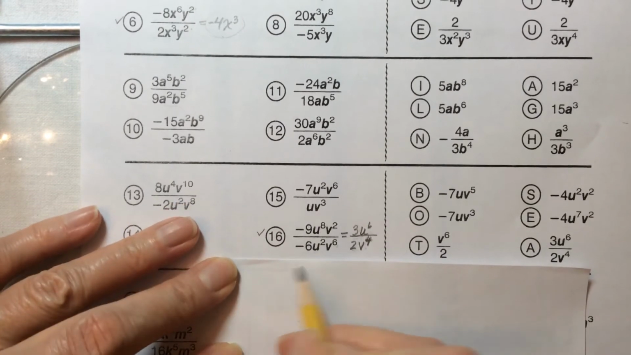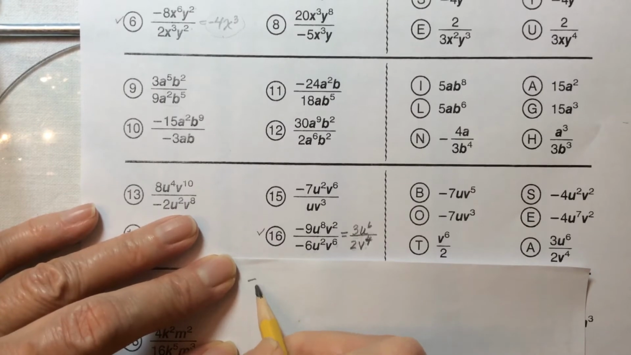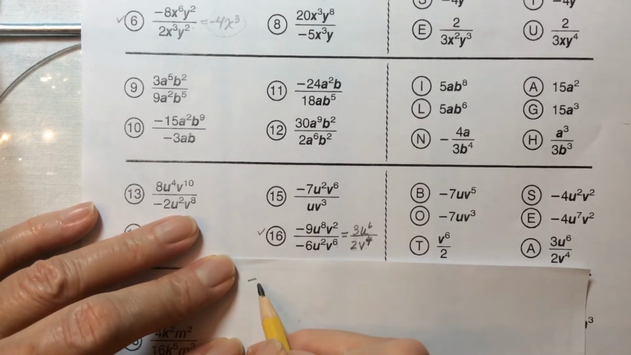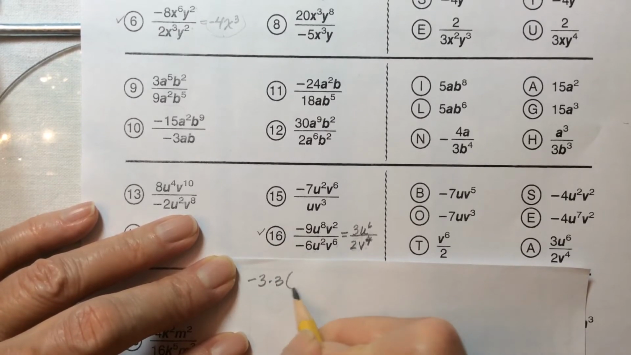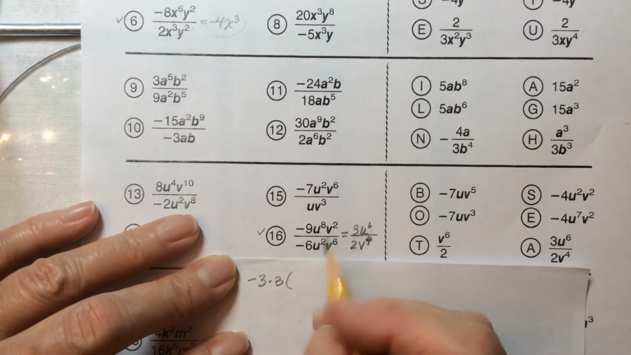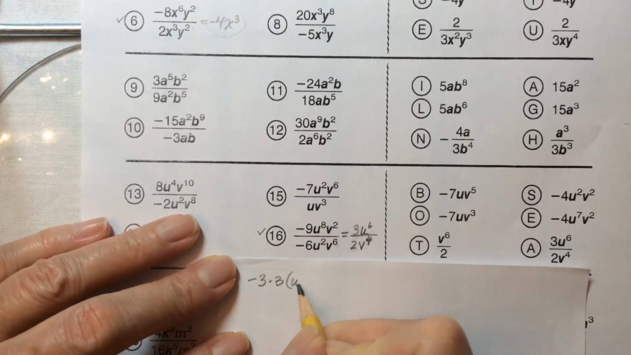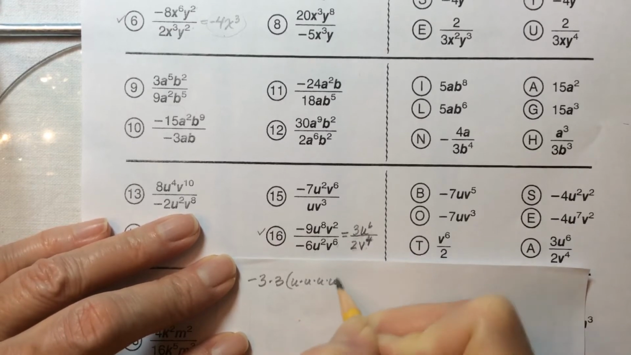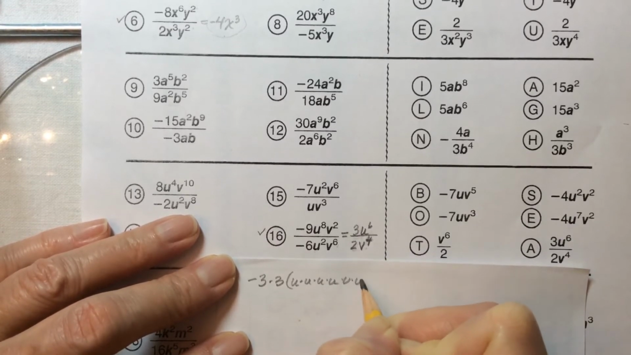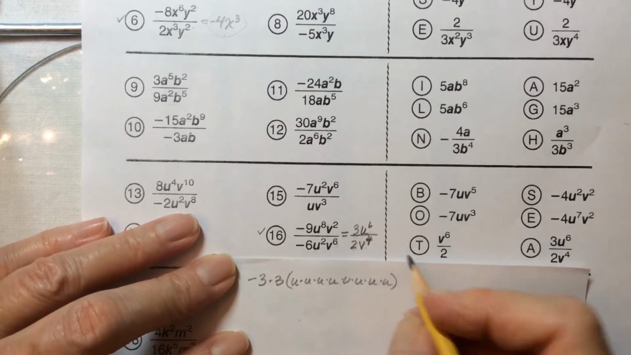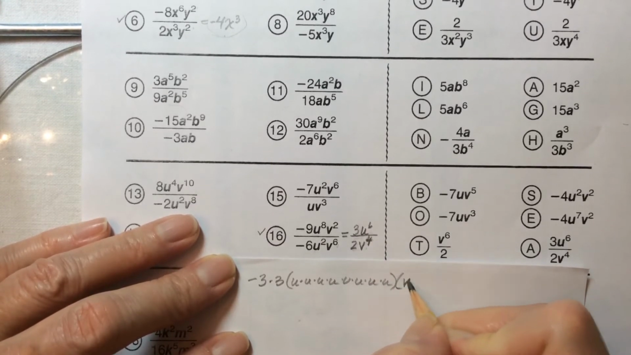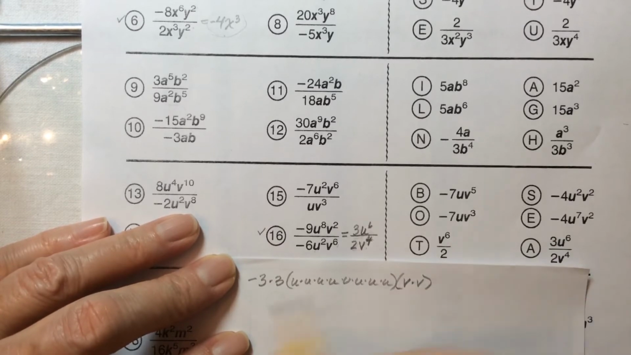So negative 9, this time I'm going to factor it a little. I'm going to say negative 3 times 3, and then u to the 8th is u times u times u times u times u times u times u times u. So that's 8 u's. And then we've got 2 v's, v times v.